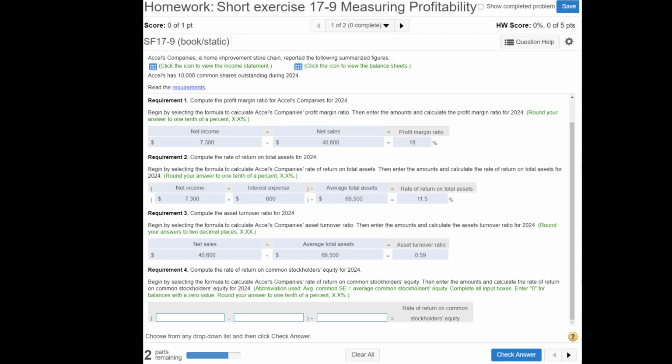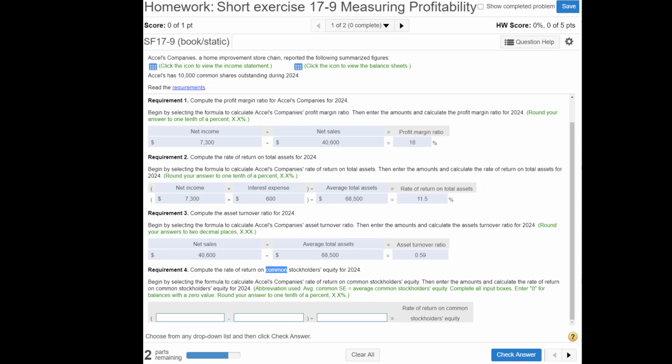Now we're going to finish up short exercise 17-9, measuring profitability. The last thing we're going to calculate is return on common stockholders' equity. No one calls it that; they just call it return on equity. But remember, the key point is that it's just the return for common stockholders. Return on equity is also known as ROE.